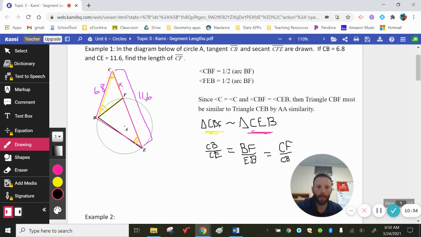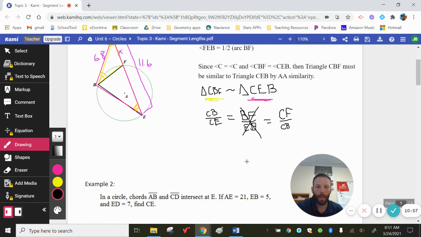That length CF is in this last proportion. CF corresponds to the side CB in these similar triangles. Now, I've got to get rid of one of these ratios. Do you notice how I don't know the lengths of the segments BF and BE? Those are the segments that I added to my picture that I never had in the first place. So I'm just going to get rid of that ratio, and then substitute what I have and find what I want.